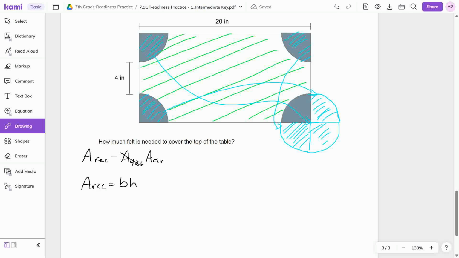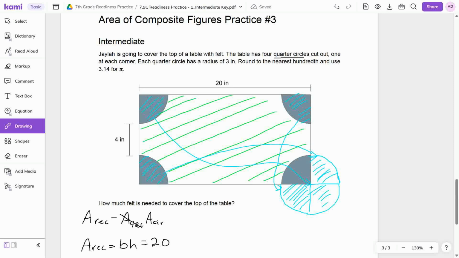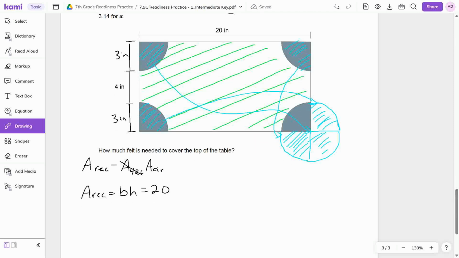But what we don't want to do is say the base is 20, but we don't want to say the height is 4. The height needs to be the entire height. And this 4 inches is only the distance between the quarter circles. What do we know about the quarter circles? Well, that's back up here. Each quarter circle has a radius of 3 inches. All right, so that means from here to here is 3 inches, because that's the radius from the center to the side. From here to here, that also has a radius of 3 inches. So if I put those two radii together, I've got a 3, a 4, and a 3. I've got 10 inches. So we have to notice that our height is 10 inches.